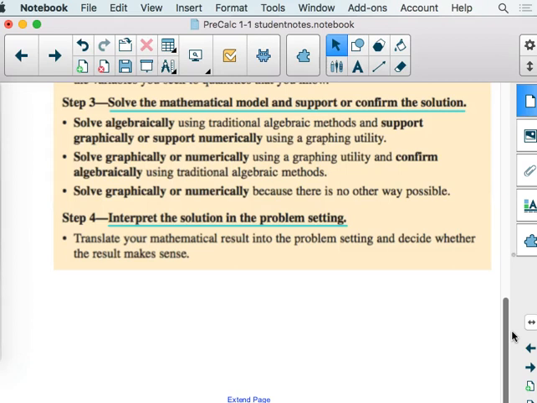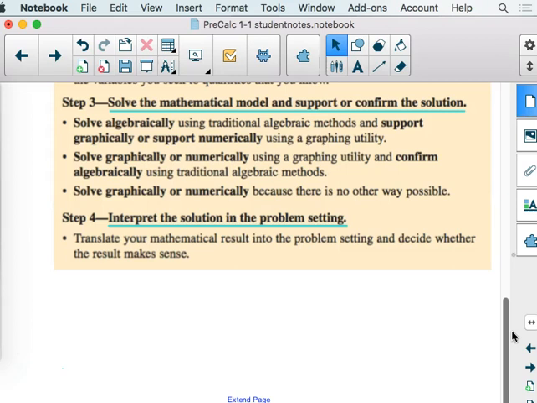Cubics, quadratics, we've tried everything we possibly can and we can't get them. We're going to graph them on the graphing calculator. Then, put in words what you find. Translate your mathematical result into the problem setting and decide whether the result makes sense. Is your answer ridiculous to the situation? You just did a problem about money and you came up with negative $12.45. No, no. Think about that answer.